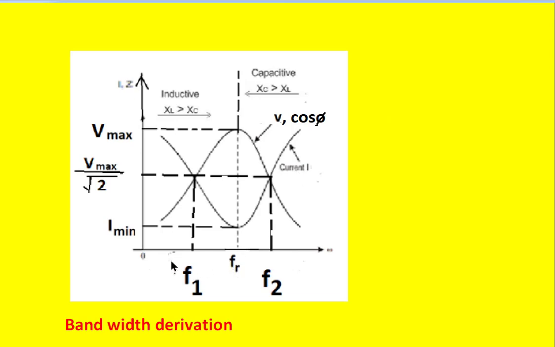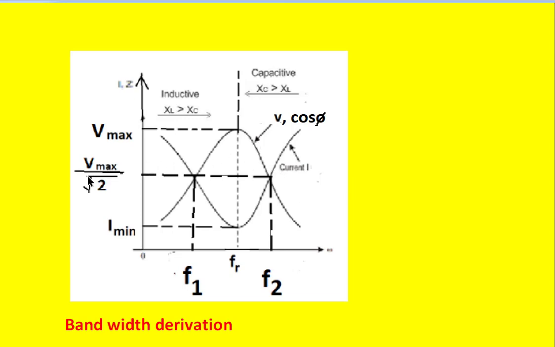For frequency less than resonance frequency, the value of the voltage across the circuit is lesser. Once it reaches the resonance frequency, the voltage across the circuit is maximum, and after resonance frequency the voltage starts dropping. As discussed earlier, this is the current curve, which is minimum at the resonance frequency due to the higher impedance at the resonance condition.